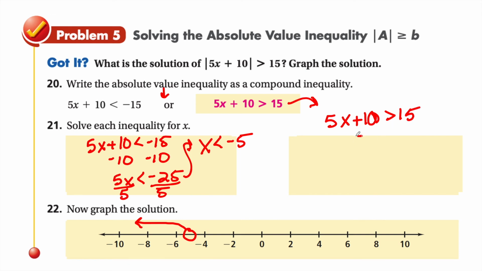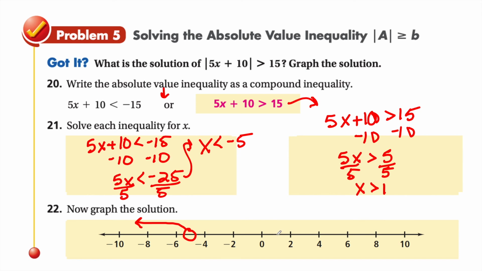Alright, subtract the 10 from both sides. 5x is greater than 15 minus 10, which is 5. We're going to then divide everything by 5, and you'll get x has to be greater than 5 divided by 5, which is 1. Which we're going to go down into the graph.